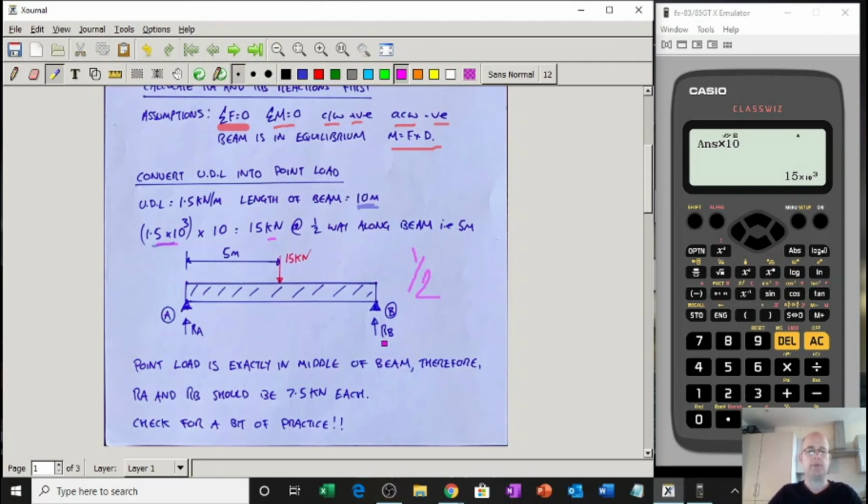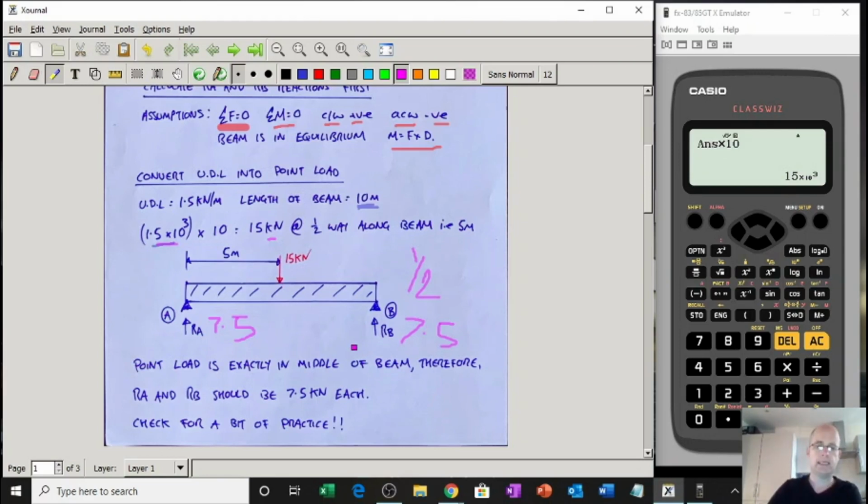So RA and RB we need to work out. Like I said before, when you've got a force smack bang in the middle like that, both of these forces I'm expecting to be 7.5. We've got 15 coming down, which means we've got 15 coming up, so both of these are going to be 7.5. That only works when you've got a force in the middle. It's not always as easy as that. But we'll do it anyway just to prove it.